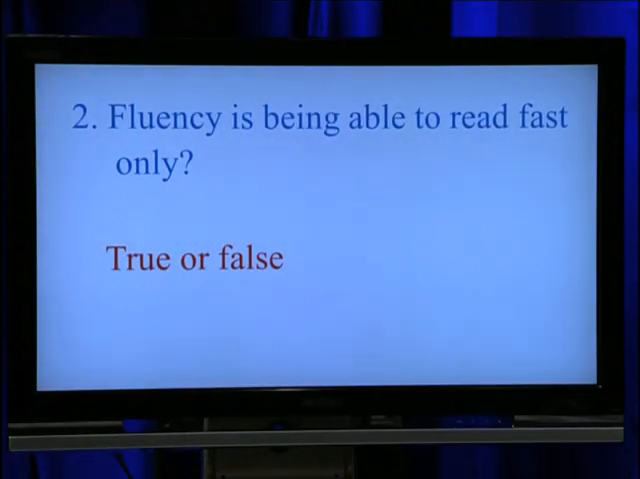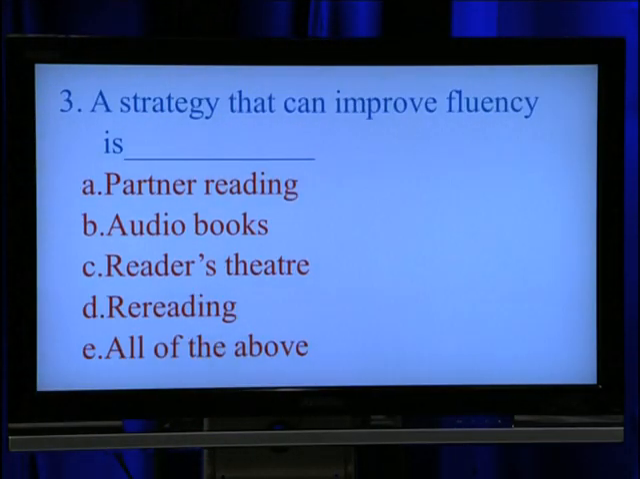So it is false. A strategy that can improve fluency is partner reading, audiobooks, reader's theatre, rereading, all of the above. What do you think is the answer? Okay, all of the above. You can improve your fluency by doing partner reading, by listening to the audio tapes, by conducting reader's theatre, and no one can beat this old skill, rereading. So read again and again till you are fluent. So the answer is all of the above.